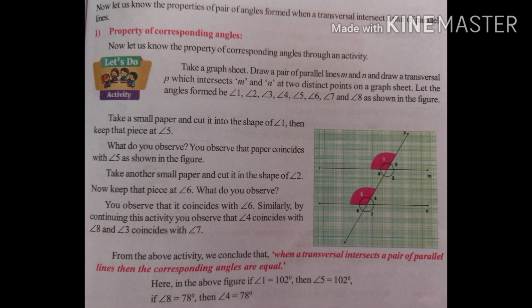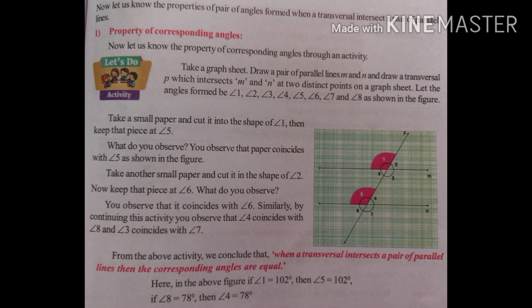Take a small pepper and cut into the shape of angle 1. Then keep that piece at angle 5. What do you observe? You observe that pepper coincides with angle 5 as shown in the figure.